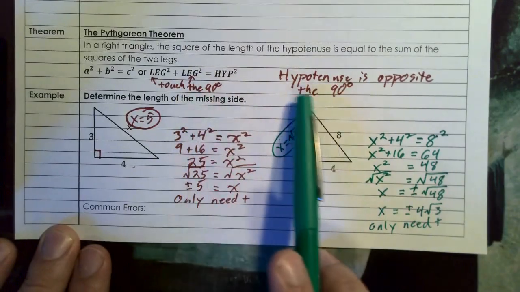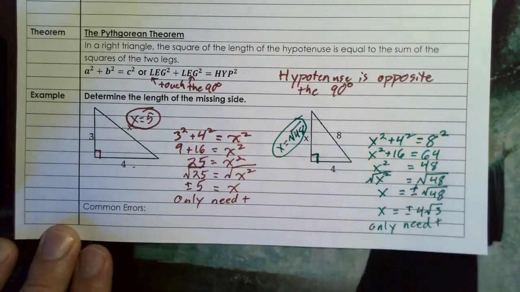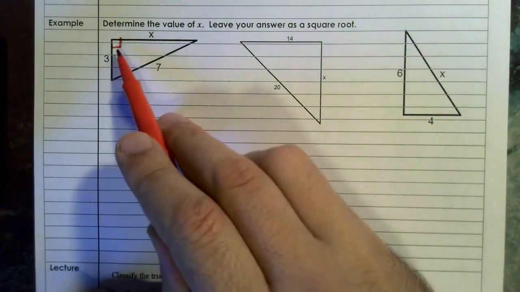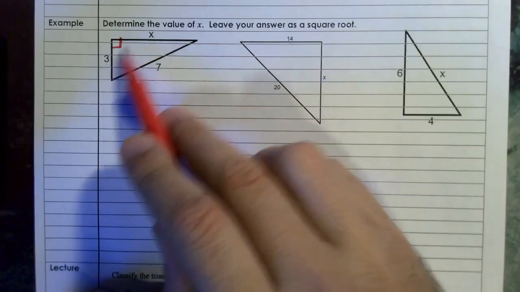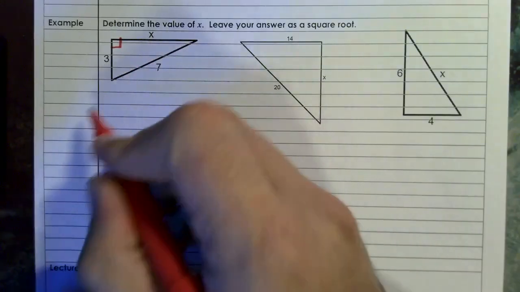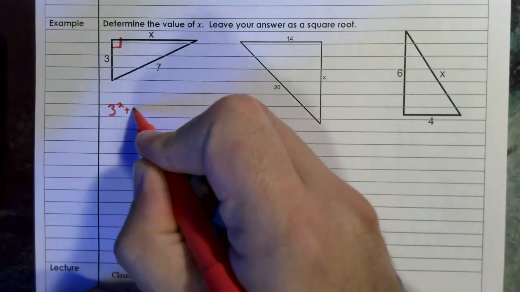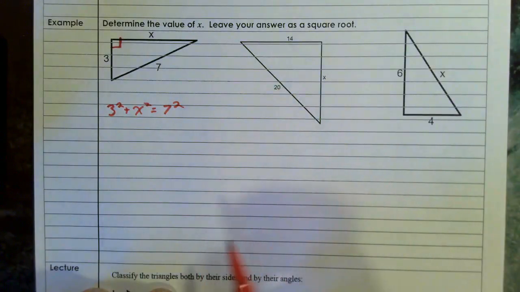They touch the 90, and make sure the hypotenuse is on the opposite side from the 90. I've got a few more bonus examples here just to make sure that we really got this Pythagorean theorem thing down. It's very important. So right here, I can identify my right angle as right here, where the little corner is. So this is a right triangle. I've got 3 and x that are touching it. So I need to do 3 squared plus x squared is going to equal 7 squared. And I just need to solve that equation.